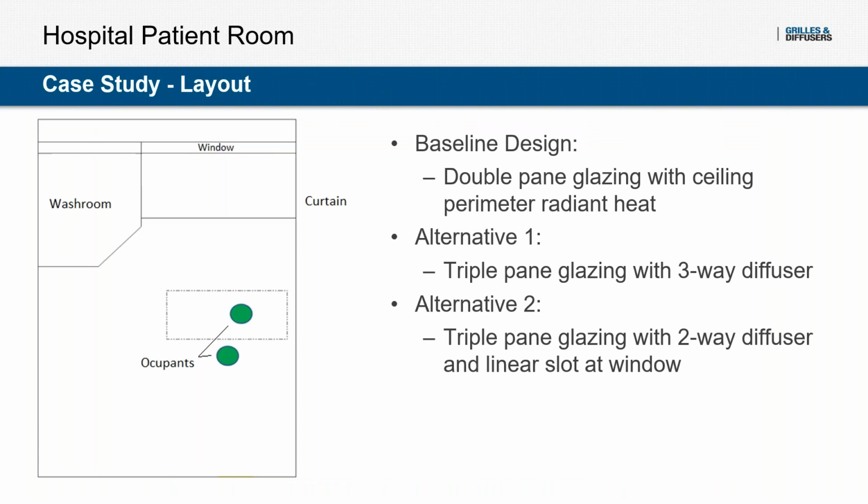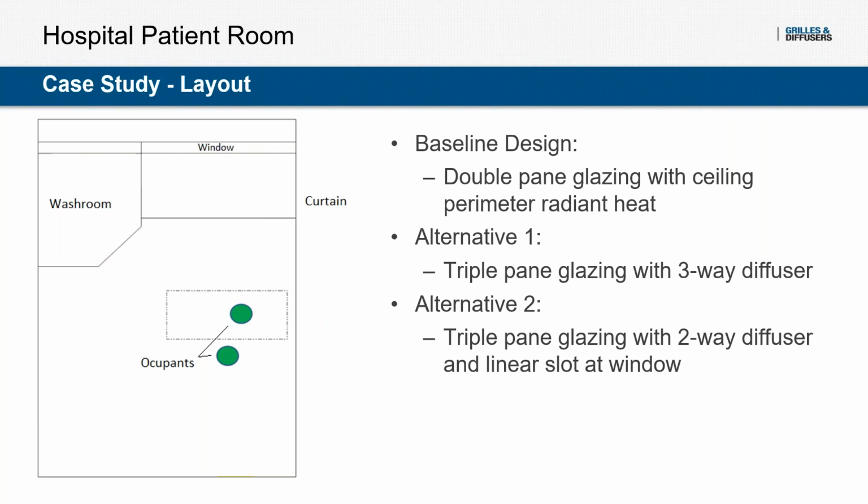This question was posed by one of our clients that had a small footprint hospital room. Their baseline design was a double pane window with a ceiling perimeter radiant heat. They wanted to know if that radiant heat was really necessary to condition the window, or if a single diffuser or maybe two diffusers could condition the space as well as the window. So we came up with two different alternatives to see if we could condition the room with just diffusers.